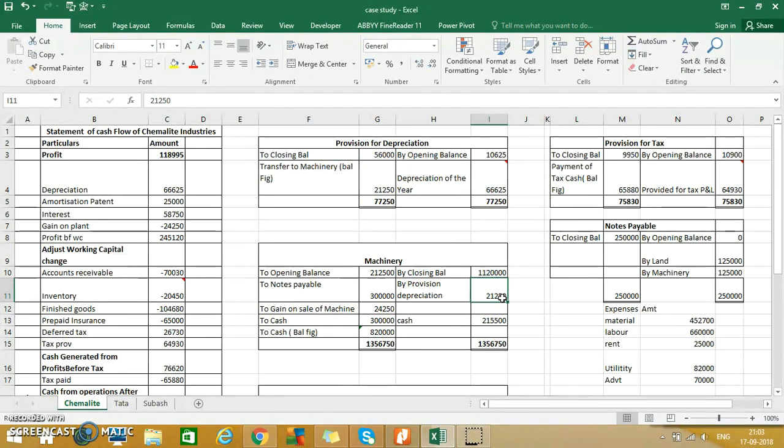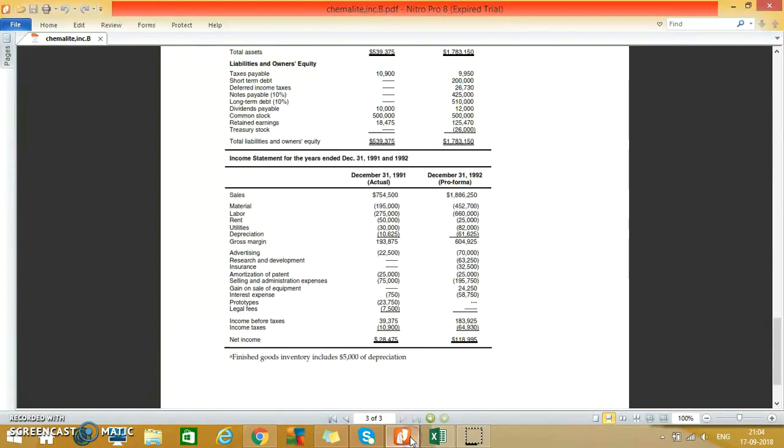21,250. Now let us talk about the machinery account. Machinery account is an asset, and assets always have a debit balance, and the closing balance will always be on the credit side. It opens on the debit side, it always has a debit balance. That means it opens on the debit side and the closing balance will always be on the credit side. Let's open the machinery account. What does the machinery account say here?